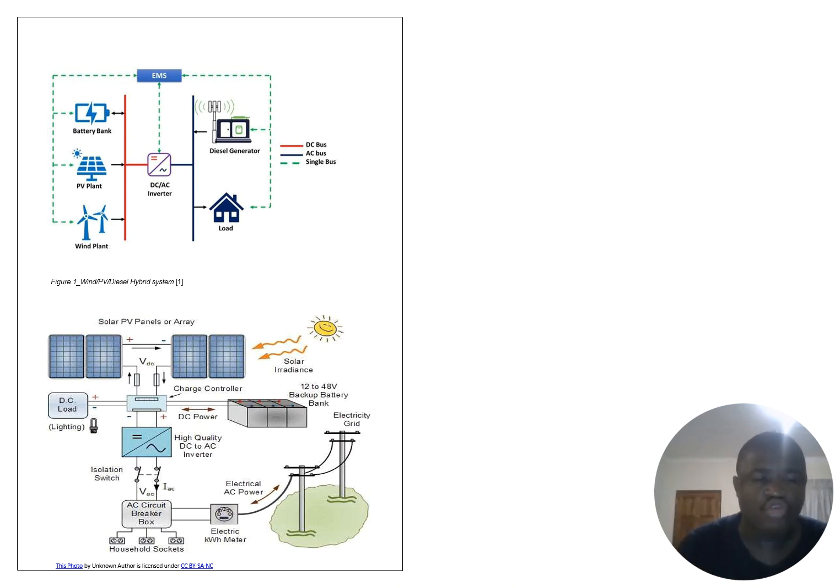A figure here shows the DC and AC, the inverter, diesel generator, and the load, and the wind and PV and the battery banks. You also have the solar power panels and arrays. Also the PV, the DC side, and the AC and the breakers. Also all the wind going to the grid.